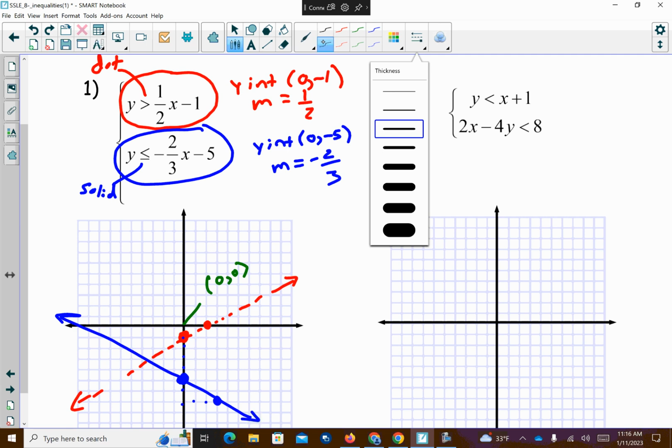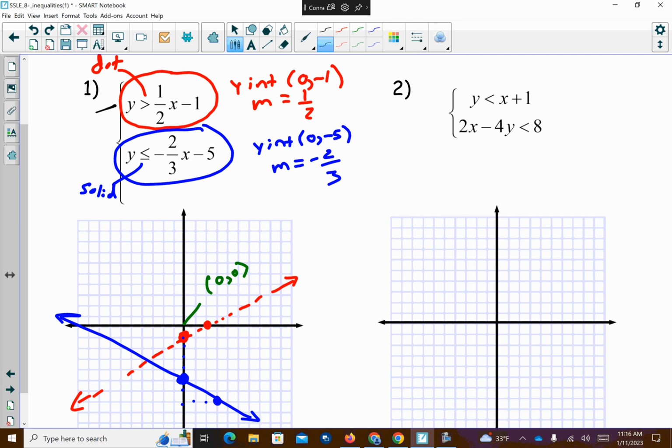All right. So I'm going to take 0, 0. That's our test point. Plug it in here. So I'm going to get 0 is greater than 1/2 times 0 minus 1. Is 0 bigger than -1? Would you rather owe $1 or not owe at all? Not at all. So this is a true statement. Okay? So that was for the red. So that means I'm going to shade up here.